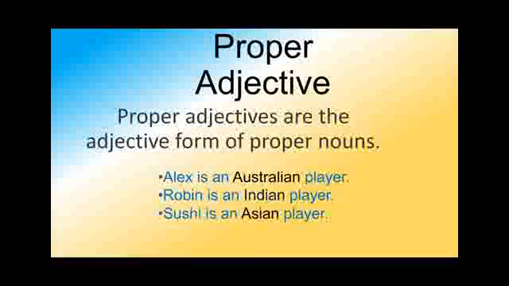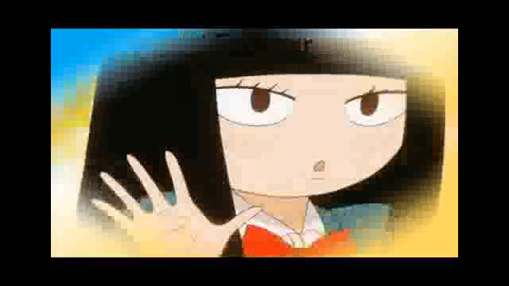The next one is proper adjectives. These adjectives are a form of proper nouns. Okay, Alex is an Australian player. Australian indicates that Alex is from Australia. Okay, so he's an Australian player. Okay, Robin is an Indian player. Okay, Robin of course is an Indian. Okay, so Sushi is an Asian player. It shows your nationality when you're using that.